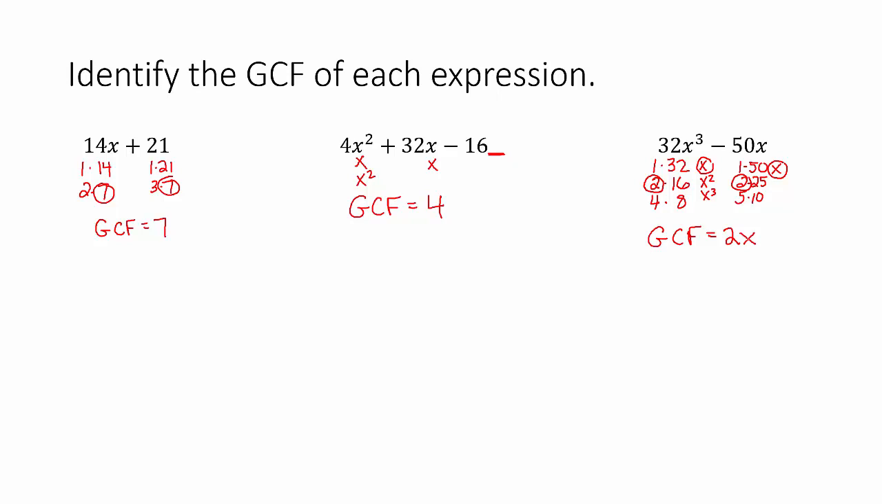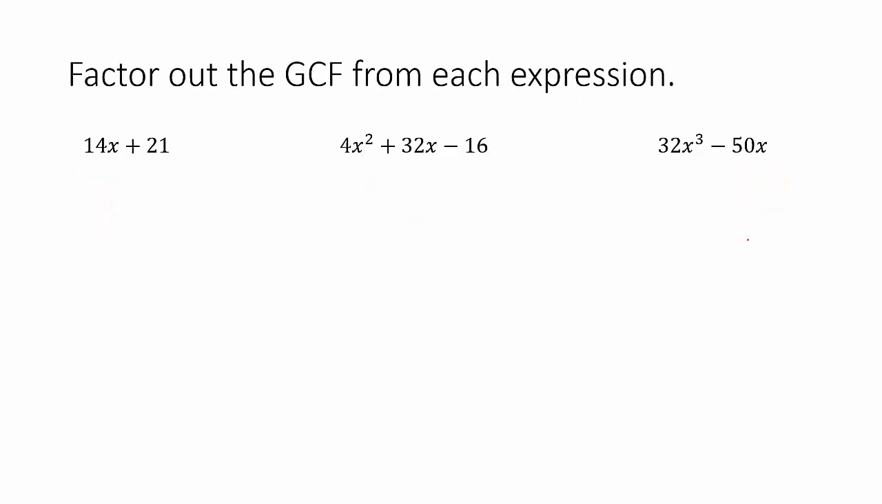of an expression. We like to factor it out from each expression. So I'm just going to jot down what we found. We found the GCF of this one was 7. The GCF of the second one was 4. And the GCF of the third one was 2x. So when we factor out a GCF, we're taking this expression and we're writing it as something times something else. The GCF is going to be one of those somethings.